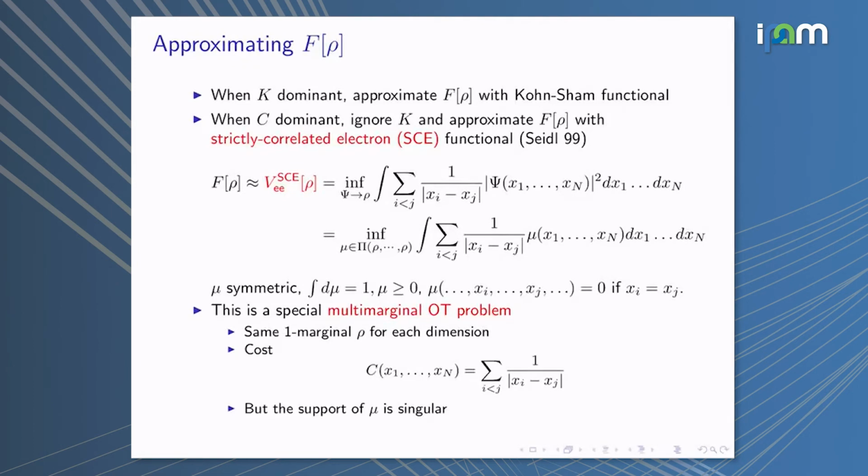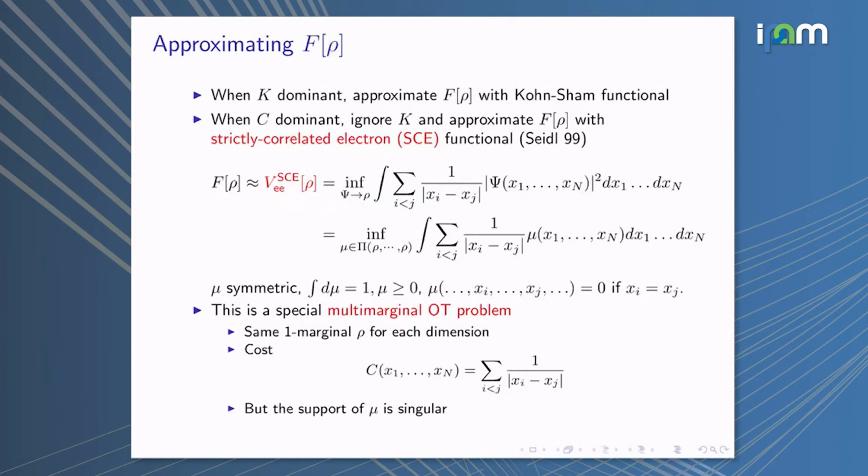Now, as I said, this F has 2 pieces. One is K and one is C. K is kinetic, C is Coulombic. When K dominates, the typical approach is to approximate this F of rho with the Kohn-Sham functional. And this is not what we are going to talk about today. Today we care about the case where the Coulombic interaction is dominant and the system is strongly correlated. In this case, what we're going to follow is the so-called strictly correlated electron approach, proposed by Seidel more than 20 years ago. The idea here is that we're going to throw away the kinetic term and only care about the Coulombic term. So here I write down the Coulombic term again, explicitly.